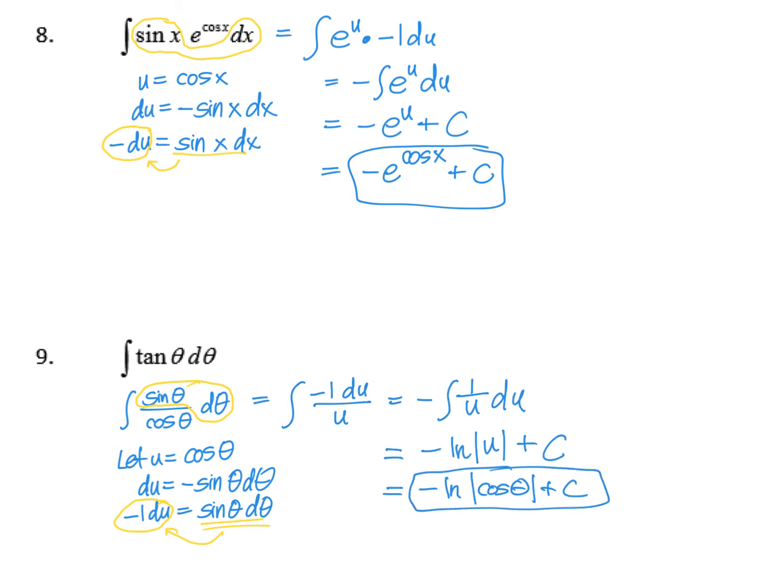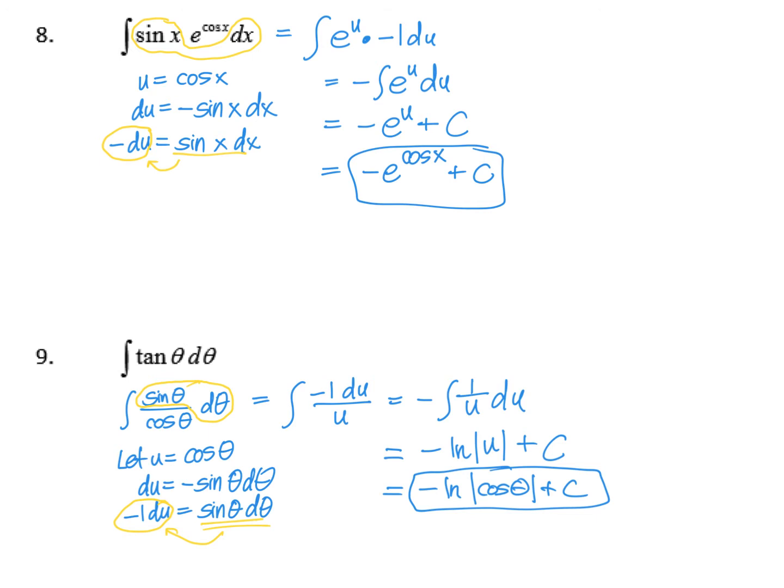Isn't that nice? It's a clever u substitution by rewriting tangent theta as sine theta over cosine theta, and by making u equal to cosine theta. If we made u equal to sine theta, this wouldn't have worked. You can try it, but it wouldn't have worked.